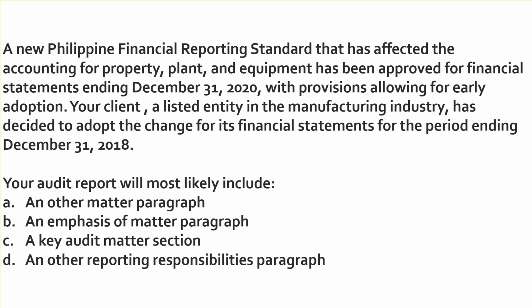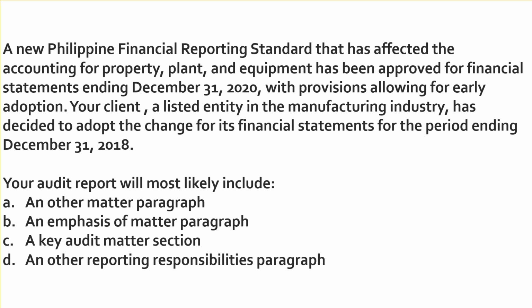Okay. Now, what if a new Philippine financial reporting standard that has affected the accounting for property, plant, and equipment has been approved for financial statements ending December 31, 2020, with provisions allowing for early adoption? Now, your client, a listed entity in the manufacturing industry, has decided to adopt the change for its financial statements for the period ending December 31, 2018. So, your client is an early adopter. Okay, so your audit report will most likely include letter A, an other matter paragraph, letter B, an EOM, or emphasis of matter paragraph, letter C, a key audit matter section, or letter D, an other reporting responsibilities paragraph.